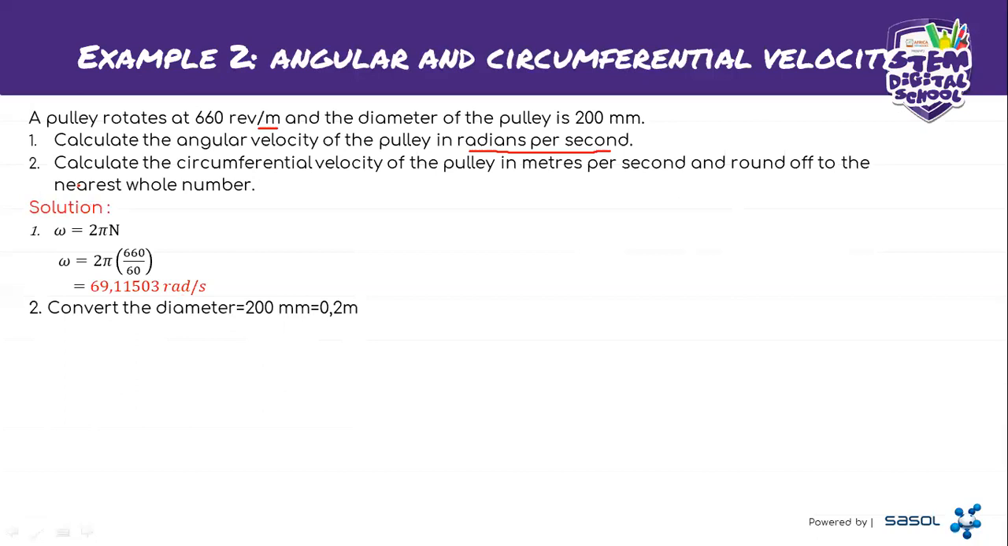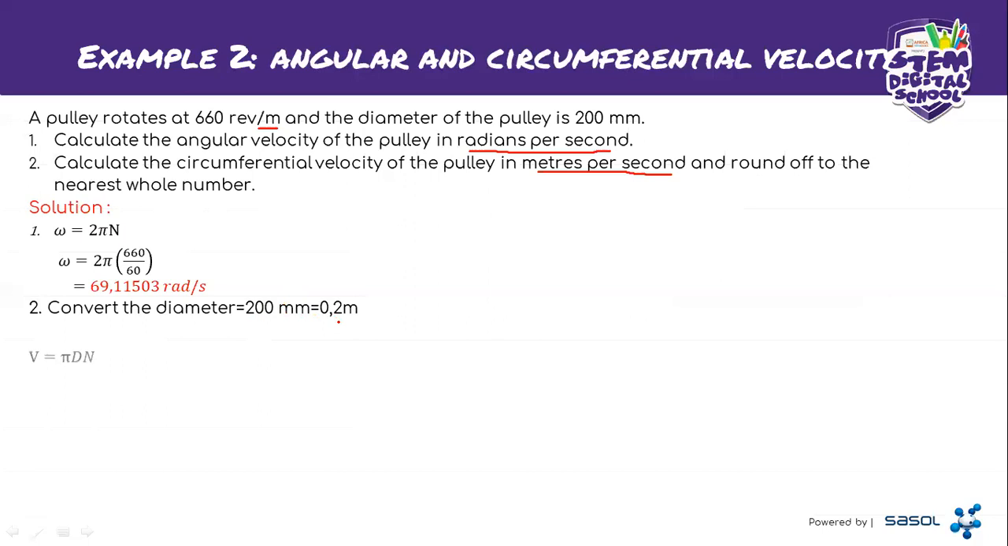All right, the second question, which is calculate the circumferential velocity of the pulley in meters per second, and round off to the nearest whole number. Now, remember, it was 660 rev per minute. And then now the diameter is in terms of millimeters, but they want it in terms of meters, not millimeters. Then we had to convert 200 millimeters to meters, which is 0.2 meters.